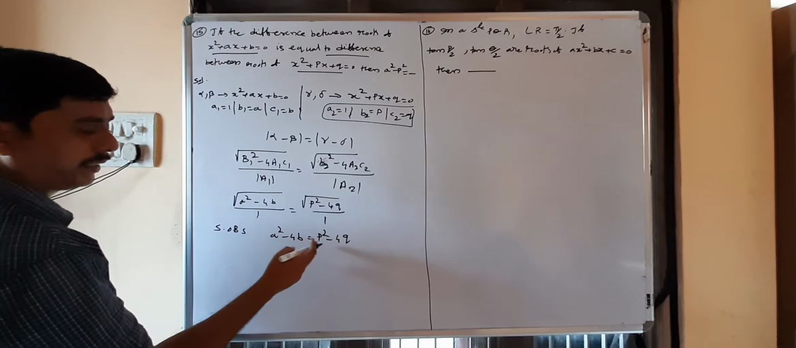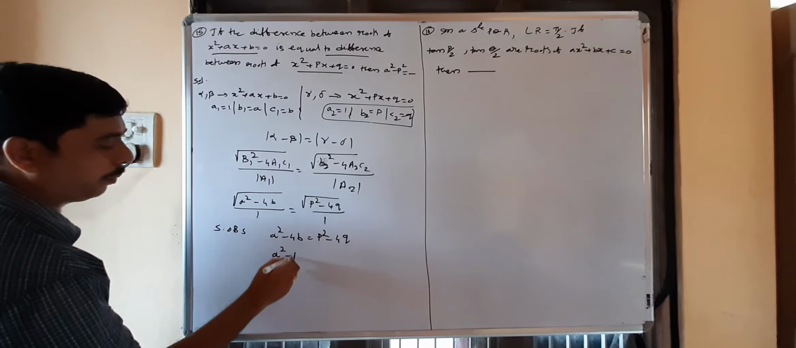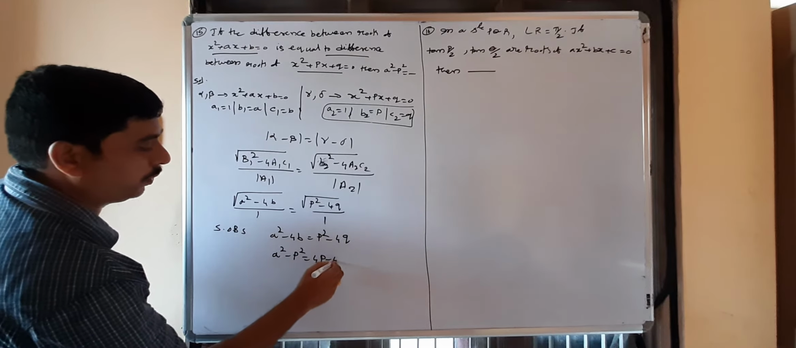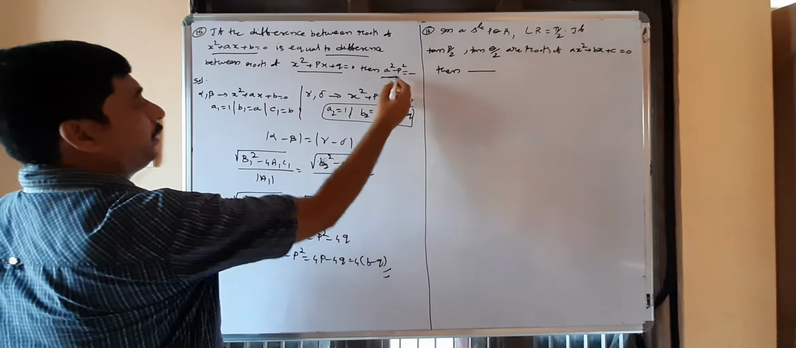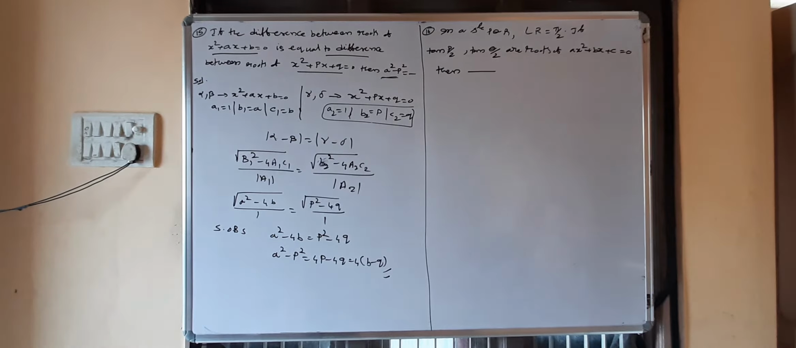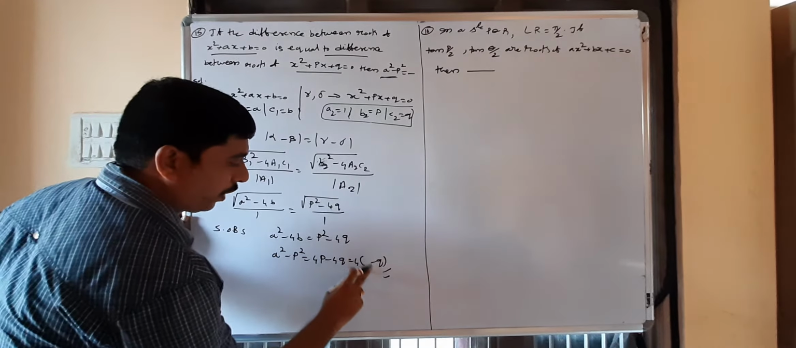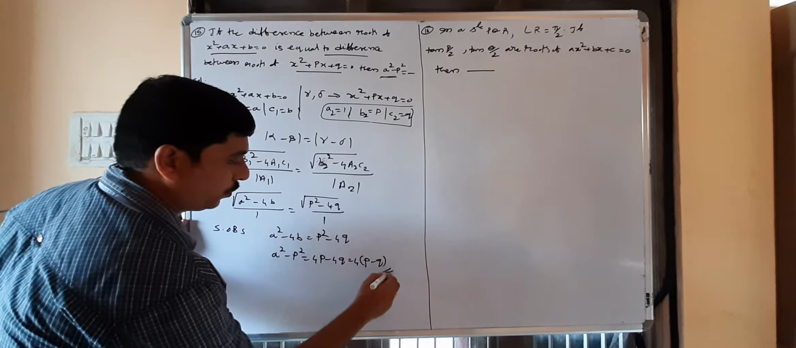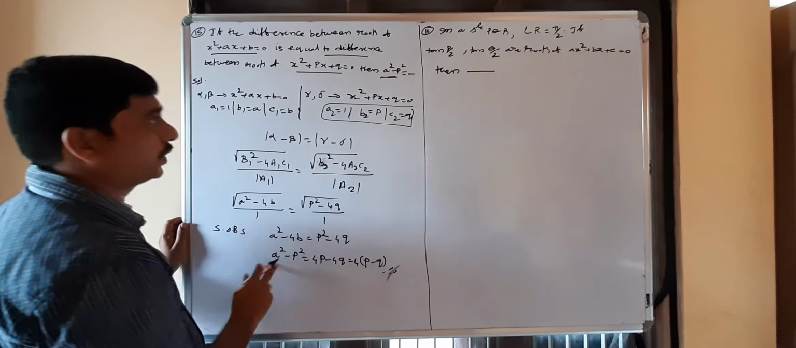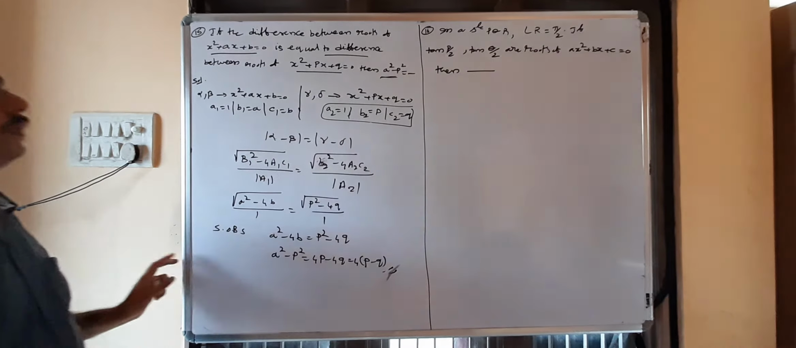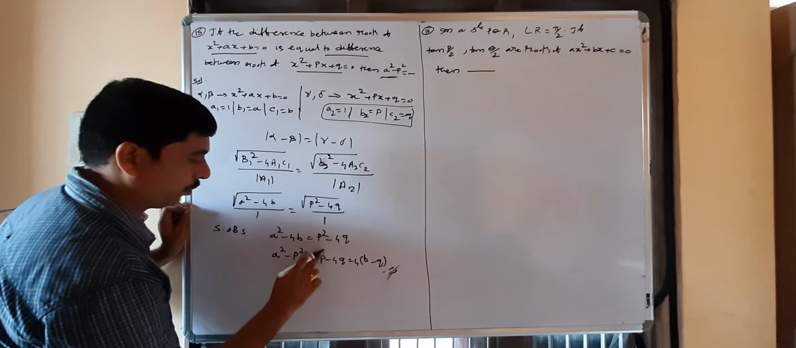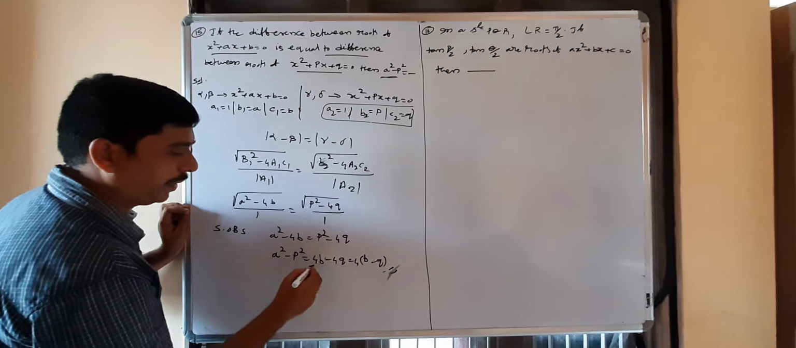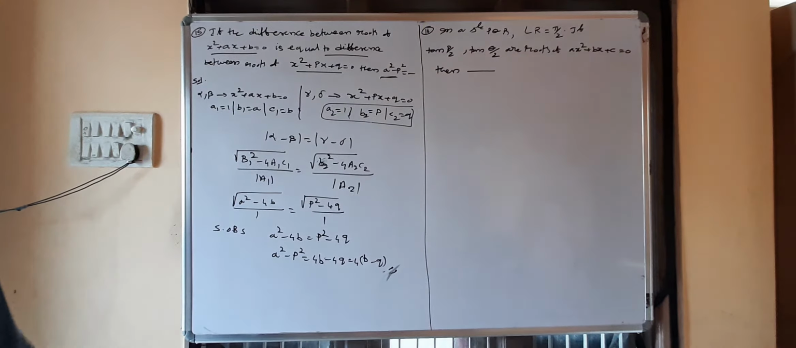Bring 4b to the right hand side and p square to the left hand side: a square minus p square equal to 4b minus 4q. 4 common, b minus q. So a square minus p square value is 4 times of b minus q. So the answer is 4 times of b minus q, not p minus q. Minus 4b on the left becomes plus 4b minus 4q on the right. 4 common, b minus q.